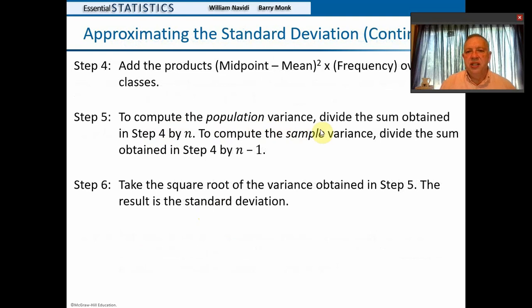So to compute the population variance, divide the sum obtained in step 4 by n, which is the sum of the frequencies, or to compute the sample variance, divide the sum obtained in step 4 by n minus 1. Since this was the variance, either population or sample variance, we're going to get the standard deviation by taking the square root in each case.